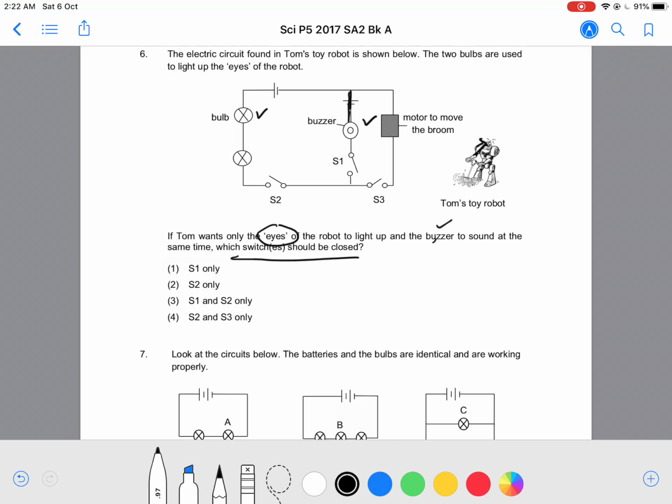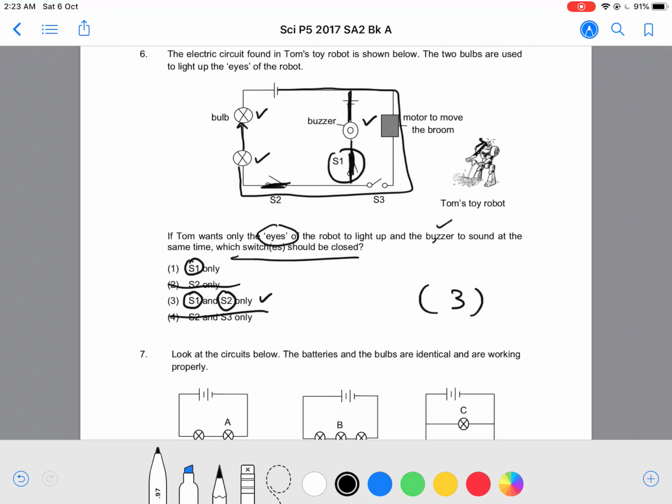Now this buzzer happens to be inside this parallel circuit. So switch number 1 must obviously be closed. Otherwise the buzzer is not going to sound, right? So it must be all the switches 1. So already 2 options are out. Let's see if we need switch number 2 also. Now switch number 2, in order for the bulb to light up, yes. Otherwise you will have an open circuit, right? Your current will need to flow so that your bulbs can light up. So switch number 2 must also be closed, so that your current can flow and your bulbs can switch on. So the answer is number 3.